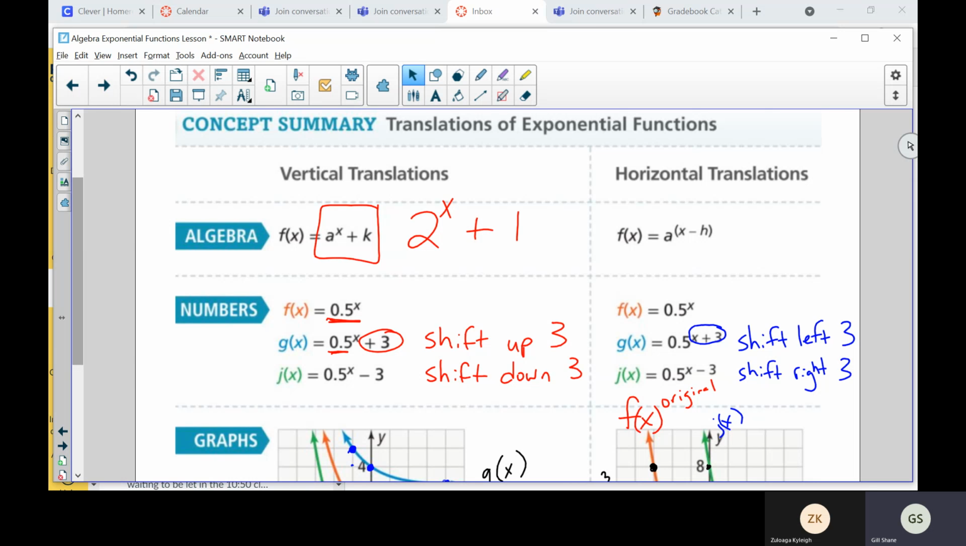Can you check these? I'm gonna stop the recording. You guys, I want you to turn this in. There's an assignment in Focus. You're doing the whole packet, just telling me what the shift is. So again, if you see a +1, it means it's shifting up 1. If the +3 or the +1 or whatever is in the exponent, it means it's shifting left or right. And you just use what I've written here to do that.